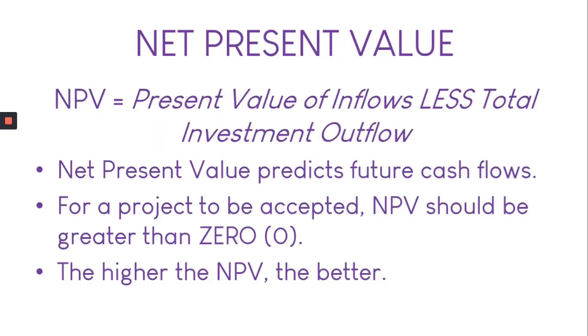We start with the net present value. The net present value is computed as the present value of inflows less the total investment outflow. The net present value predicts the future cash flows, and for a project to be accepted, the net present value should be greater than 0. The ruling is the higher the net present value, the better it is.